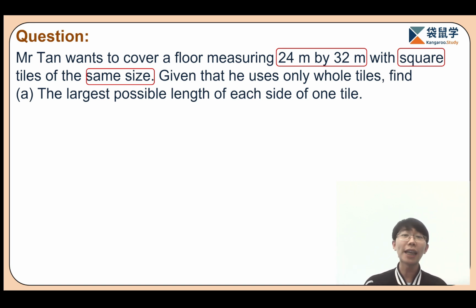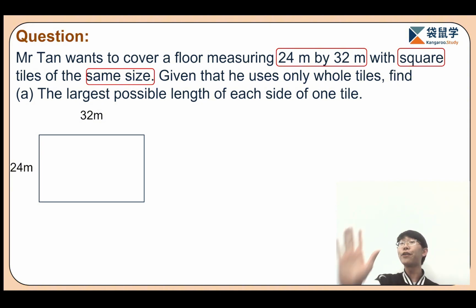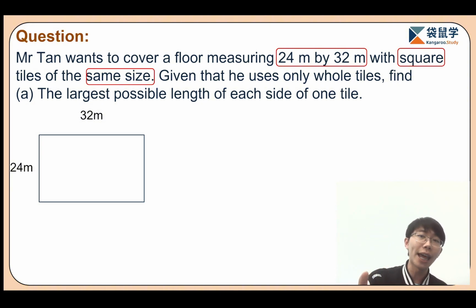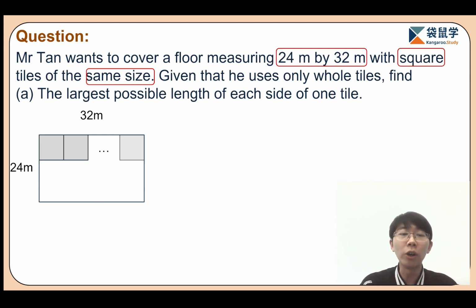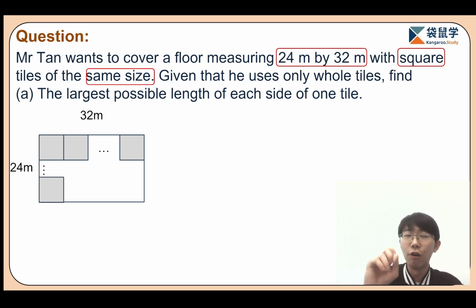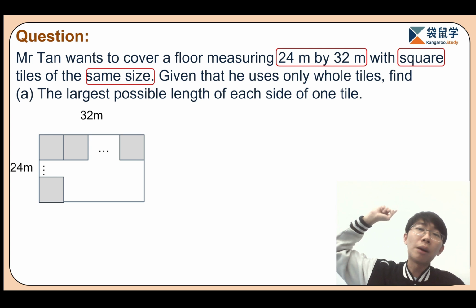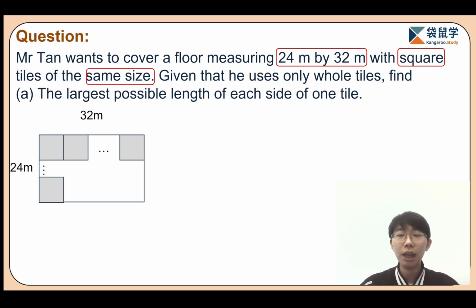Now to better understand this question, let's first draw a graph. In the question, we are given a rectangular field of 32 as the length and 24 as the breadth. We are going to use some square tiles to cover up all this floor. We don't know exactly how many tiles there are, but in the end, it is going to fill up all this floor. We call the length of each tile L. We are trying to find out the largest possible length of this L.